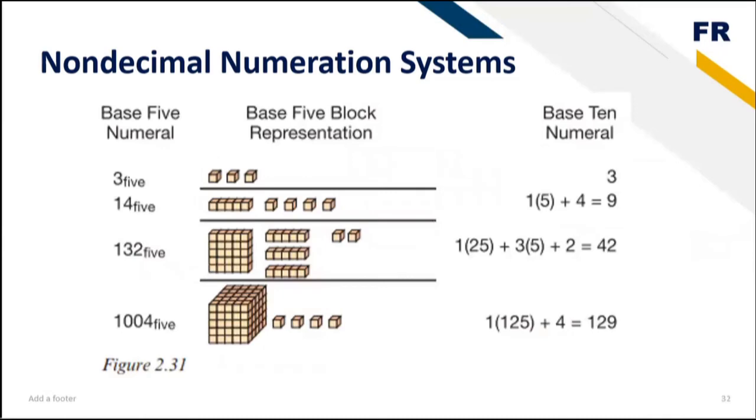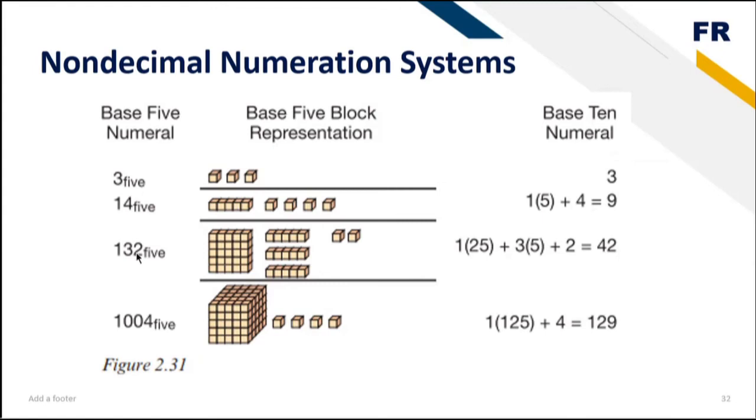Okay, so ito yung isa pa nating yung paggamit naman ng Dienes blocks. Okay. So base 5, so we have 3 base 5, then base 5 block representation. So meron tayong 3 blocks. So sa base 10 naman, that is equivalent to 3. 14 base 5. So we have 1 long and 4 units. So kaya 1 times 5 plus 4, we have 9.